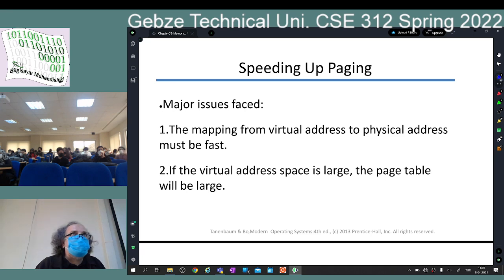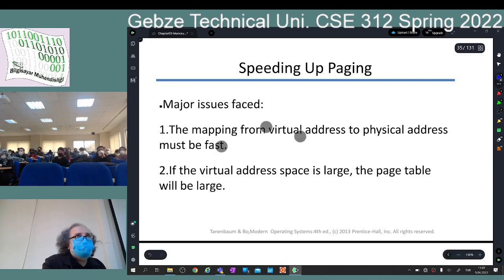Remember our memory hierarchy? We had the registers, the L1 cache and L2 cache, and the memory, etc. We will find a solution like that. So, speeding up paging, major issues. The mapping from virtual address to physical address space must be fast. If the virtual address space is large, the page table will of course be large. So two things cannot be satisfied at the same time, being both fast and large. If it is small, we already solved it, the PDP-11 way. But it is not small. It is large, so I need to keep it large, and I need to keep it fast.